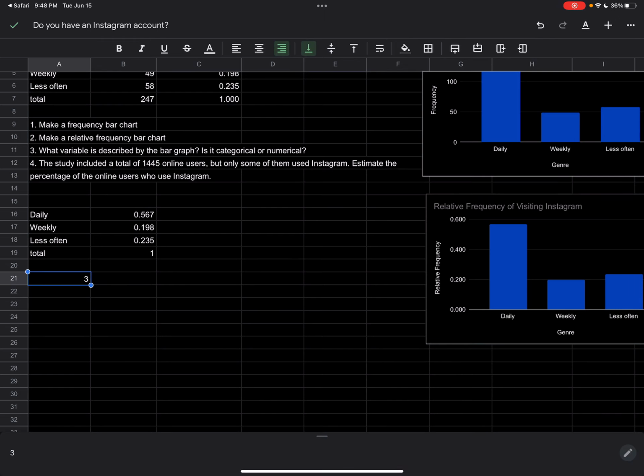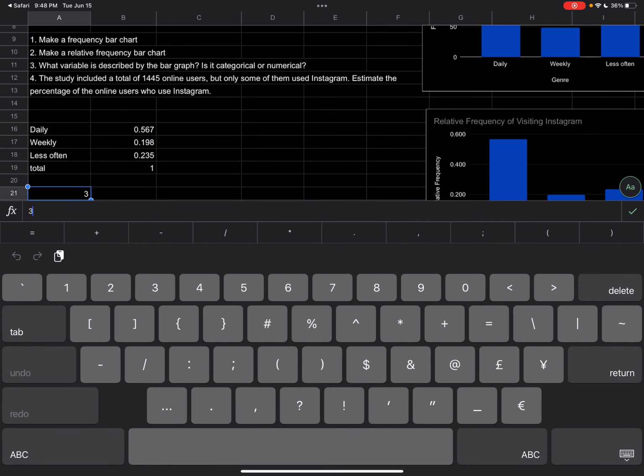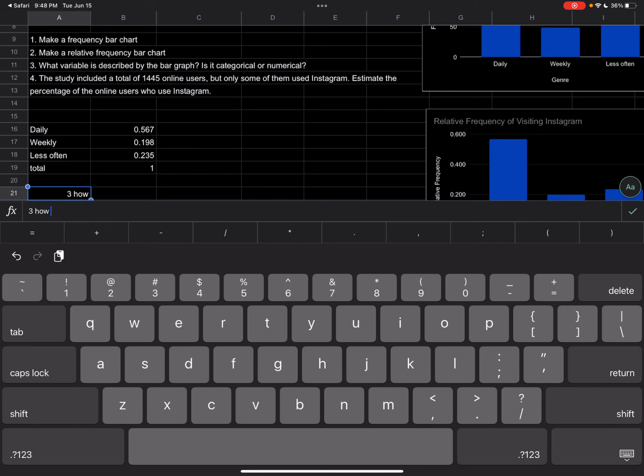All right, so let's answer question number 3. What variable is being described here? What are we asking the question about? And so in this case, how often do Instagrammers, we'll call them, visit Instagram? I should have capitals on any time I use the word Instagram. Okay, so that's what it tells us.